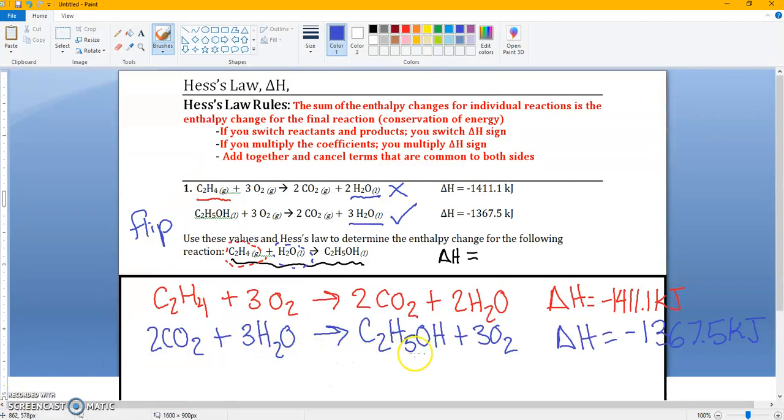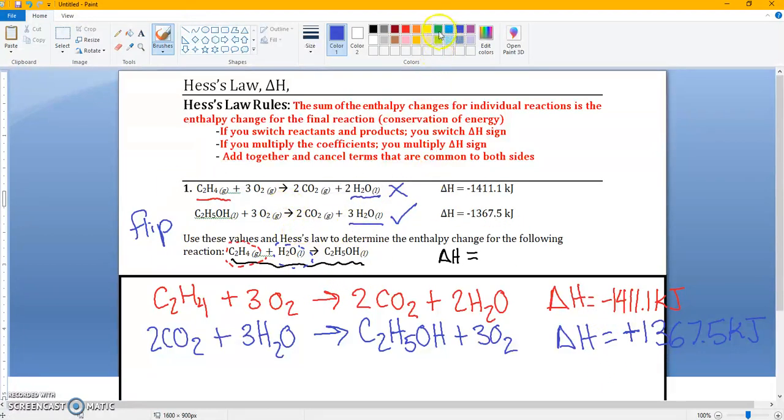Now because I flipped this equation, so now my reactants are products and my products are reactants, I need to follow Hess's law, which says that if you switch the reactants and the products, you have to switch the sign of delta H. That means that this reaction going forward, my original reaction was exothermic. But if I do the same reaction backwards, it's going to have to be endothermic. So I'm going to change that sign to a plus.